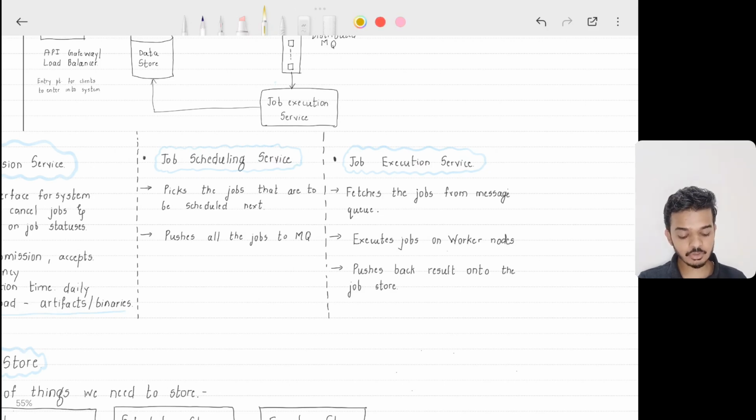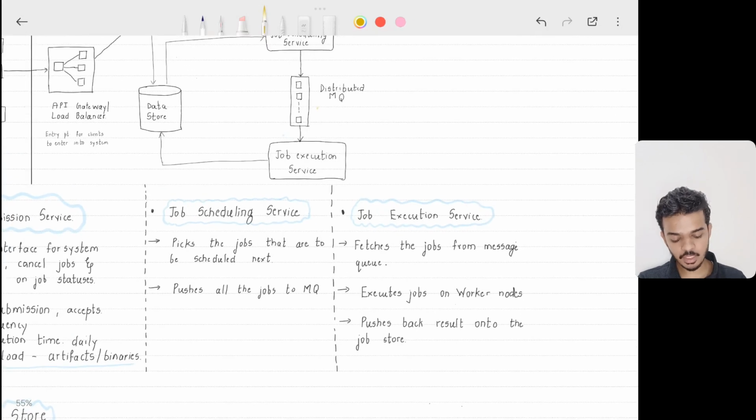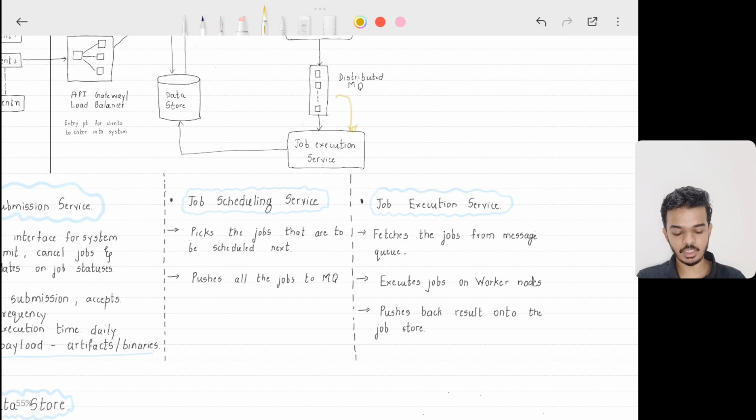So the job execution service fetches the jobs from the queue. It will fetch the job from this queue and execute the job on the worker nodes. This job execution service consists of worker nodes. It will give all those jobs to the worker nodes, and then it pushes the result back onto the job store. After the job is done executing on the worker node, whatever the results are, pass, fail, or whatever logs it generates, it will push all those results back to the data store.